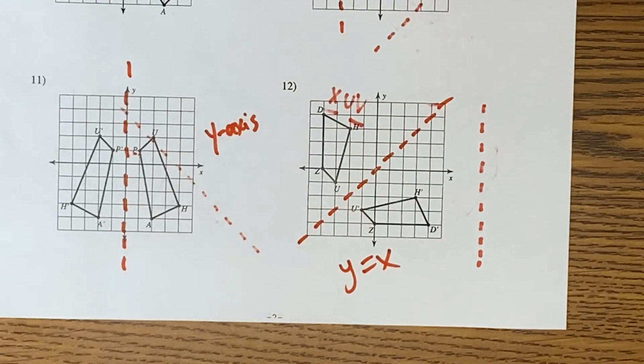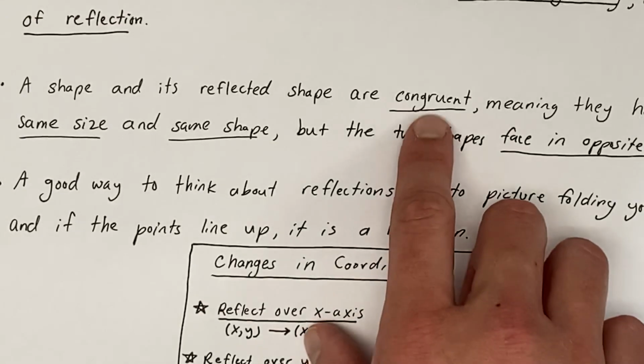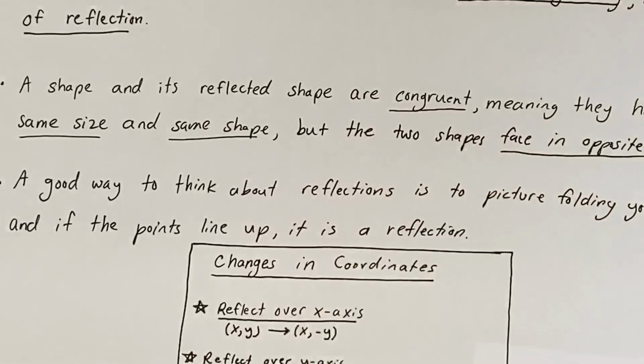So remember, on a reflection, the objects will face in the opposite direction. And once again, a big idea with reflections is that the shape stays congruent, okay? That's a reflection.